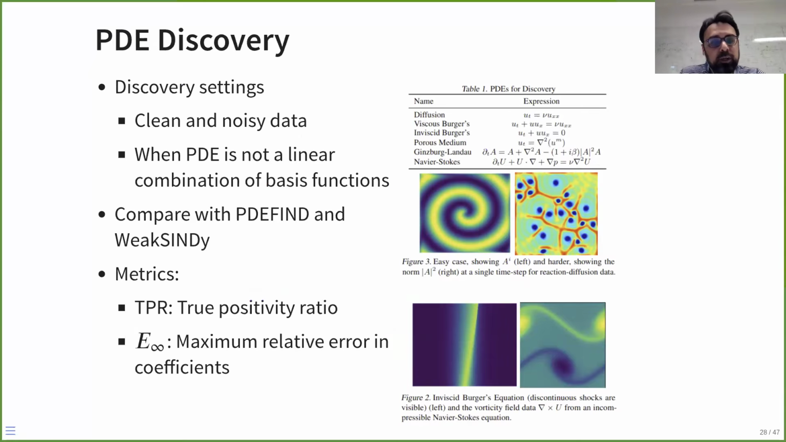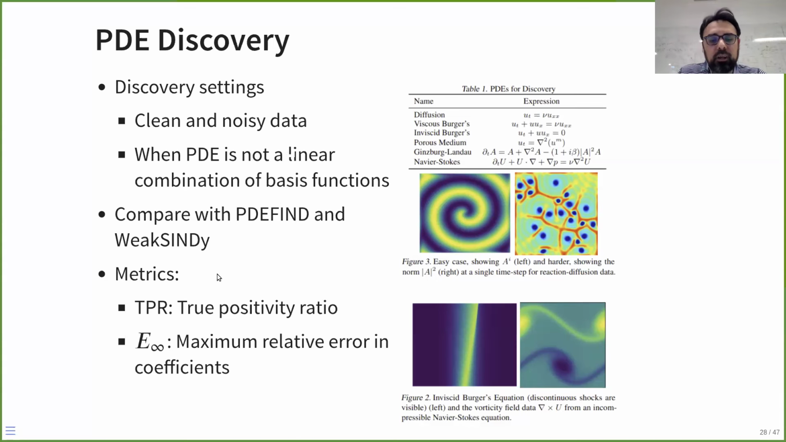I also mentioned that we have a PDE model, so we can also do PDE discovery. In our ICML paper, we do PDE discovery for a number of equations. We have the diffusion equation, Burgers' equation, the reaction diffusion equations, and a simple Navier-Stokes dataset. And we also have the porous medium equation. I include this in the paper because this has a nonlinear term in the coefficient. So we compare with PDE-FIND and SINDy. Both are SINDy-type methods.